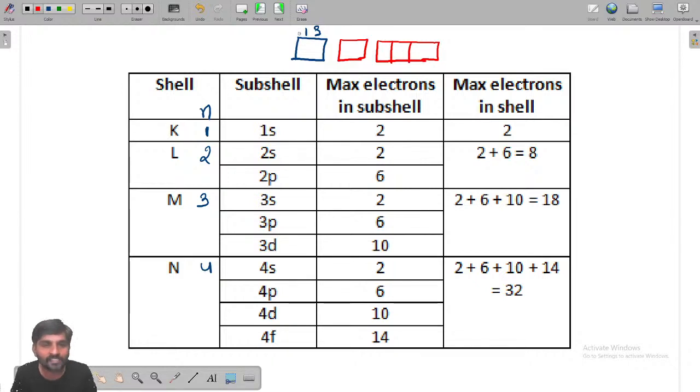So this blue represents the K shell. This complete red represents the L shell, sir. Okay, so how many electrons will fill, sir? 2 electrons. We already know that this can fill 2 electrons. And this 2s can also fill 2 electrons. How many can P fill? P can fill 6 electrons.